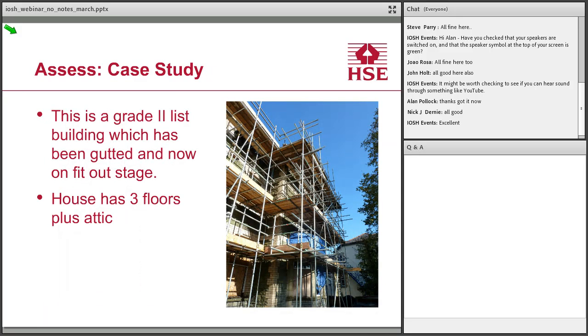I'm going to have a quick look at a case study now and have a look at how the MAC tool can help you. This beautiful house, it was a grade 2 listed building which has been completely gutted and is now in fit out stage. The house has 3 floors plus an attic, so it's quite a big building.